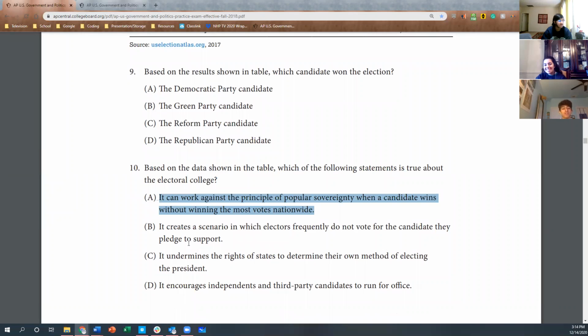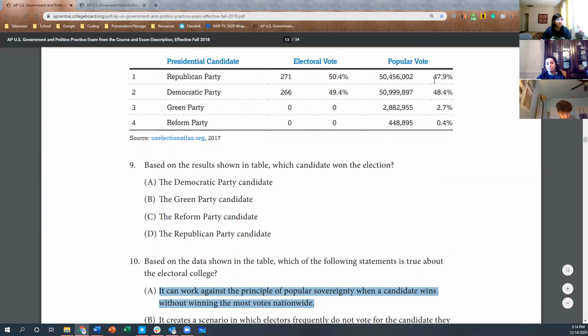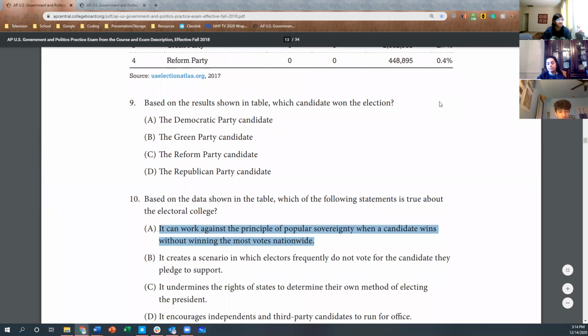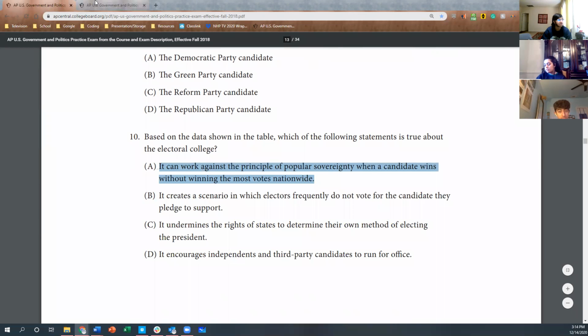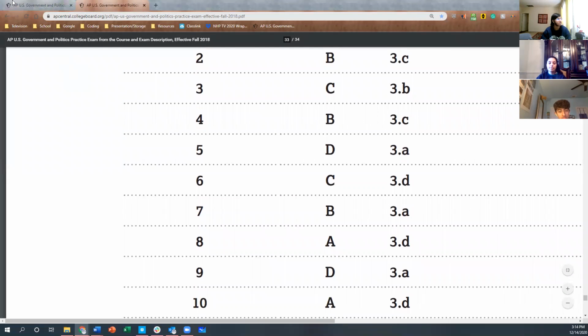Oh, we did this one. We did this one too. I remember. Yeah, it would be A, because we can see that, popular vote wise, the Democratic Party candidate should have won because they received a plurality of the votes. Likely a majority as well. Okay.